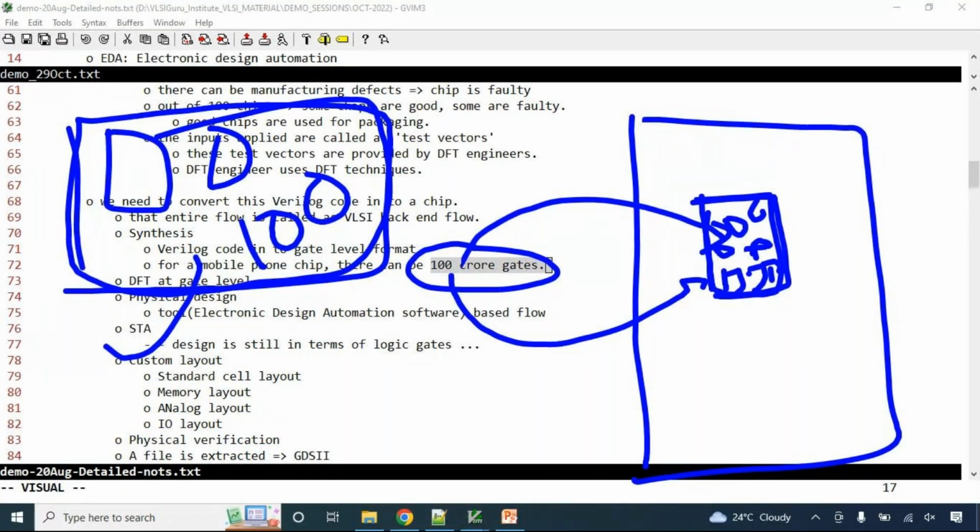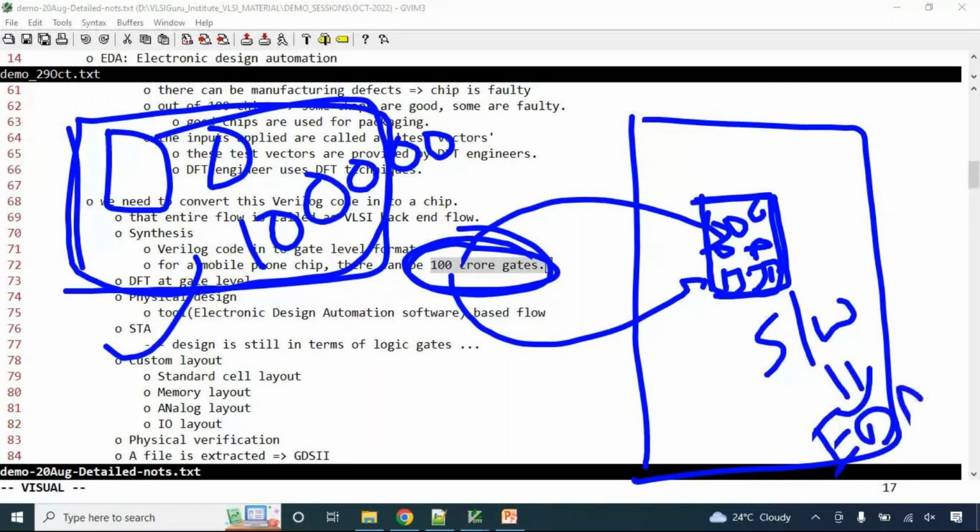Now, as I increase this to 10,000, 1 lakh, at one point, what are we reaching? 100 crores. So this cannot be done manually. So it has to be automated. Automated means it has to be done through some software. That software is what we call EDA tools. EDA means electronic design automation. It is automating the process of electronic design.